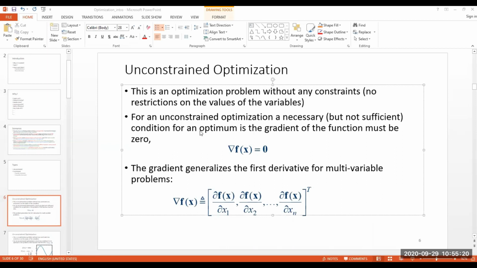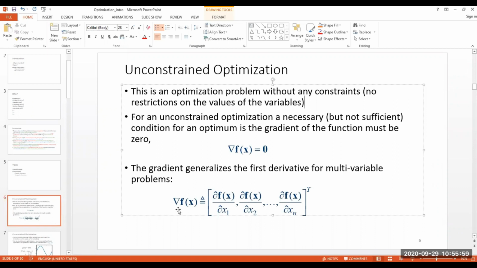Then for finding the optimum value, the sufficient condition is that you calculate the gradient of your optimization function, or your fitness function, and you equate it to 0. The first symbol here is the gradient symbol, and f and x could be scalar or vector. F could be a function dependent on multiple variables, or a vector of variables. That's why the boldface x means it is a vector.